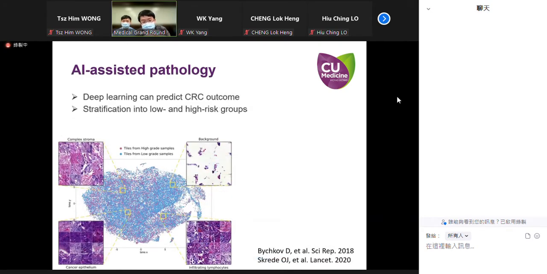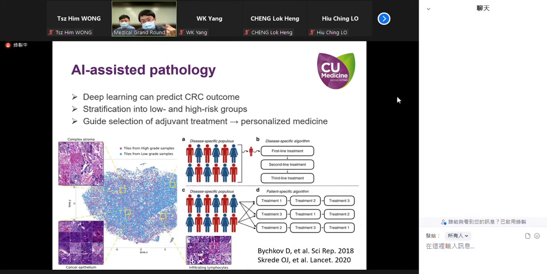And since this technology is rapidly developing, there are two more papers published in the Lancet and the Science Report, also showing that deep learning can actually predict the patient's outcome from the CRC cancer specimen. And it can further stratify the patient into a low-risk group or high-risk group. And then it can eventually guide the selection of whether we need to send the patient to receive any adjuvant treatment. And as a result, this is actually personalized medicine.